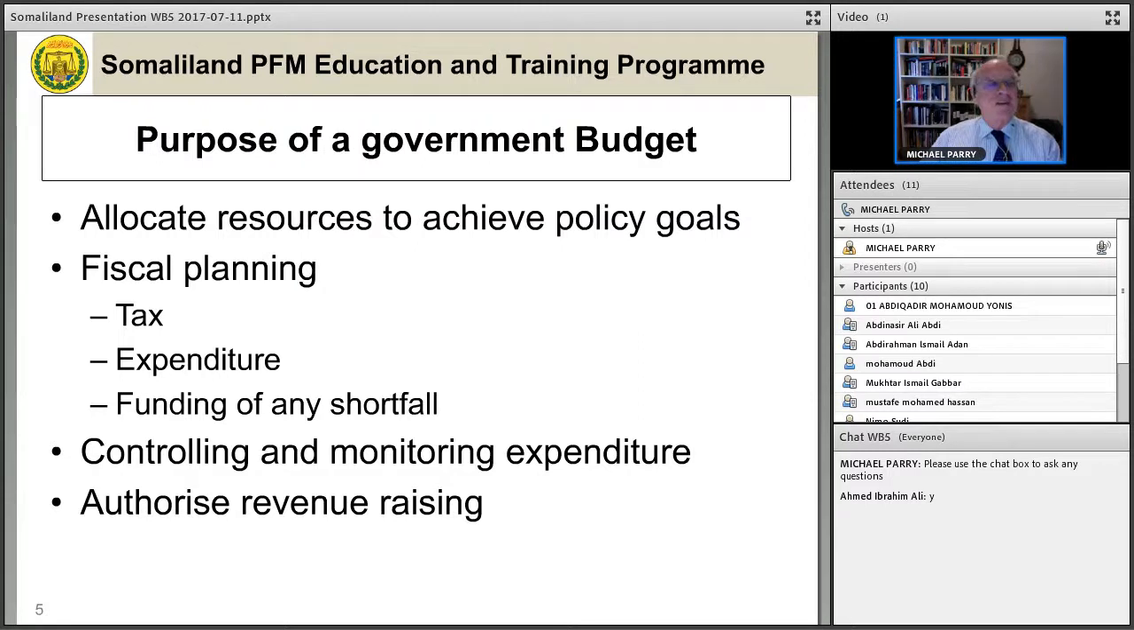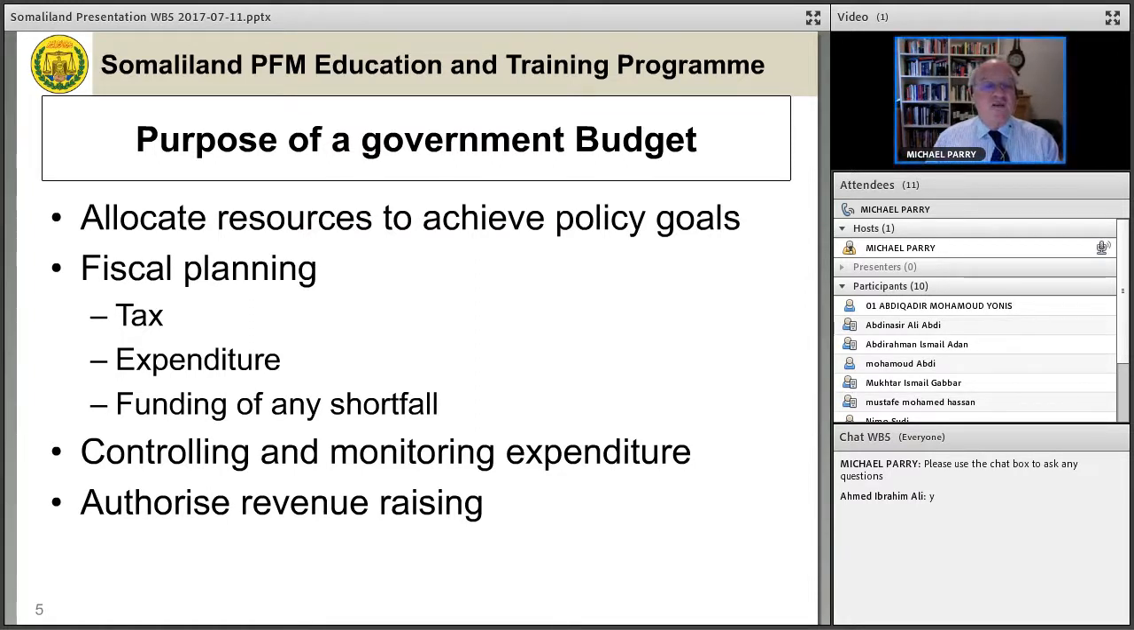So the second thing is it's a tool of fiscal planning. In the budget you set out your taxation policies, how much tax you're going to raise from different sources and the levels of taxation. You'll set out your expenditure plans, which is the linkage back to allocating resources. And any difference, for most countries it will be a shortfall, where you'll want to spend more than you raise in taxes and other revenues, how you're going to fund that through borrowings from different sources. So the second purpose of a budget is that it's a tool for fiscal planning.